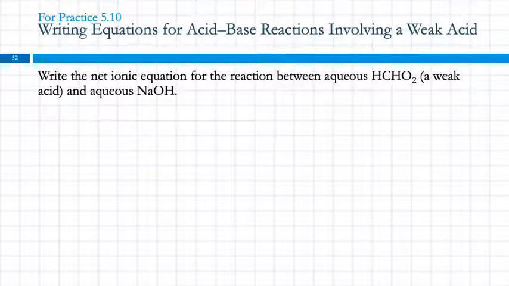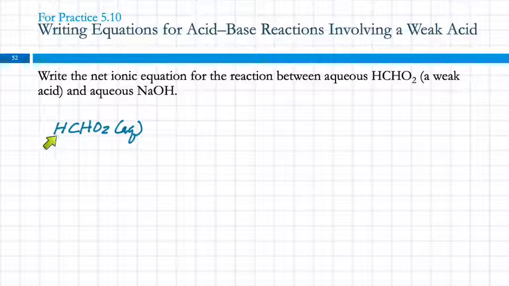Let's do another one. Write the net ionic equation for the reaction between aqueous HCHO2, a weak acid, and aqueous NaOH. Before I can write the net ionic equation, I need to write a molecular equation. So I have HCHO2, aqueous.